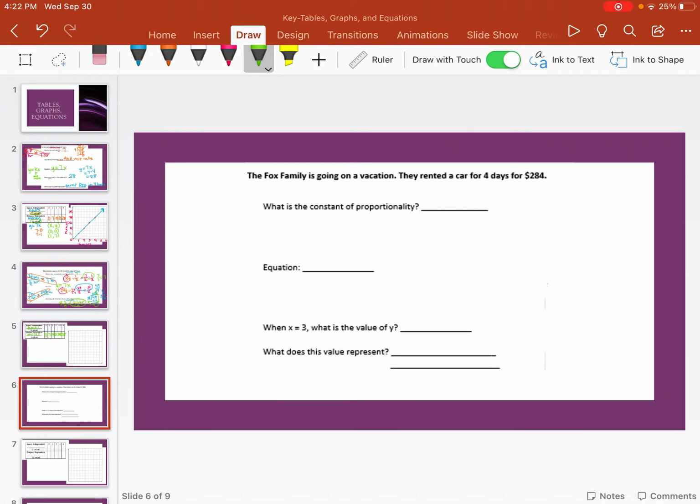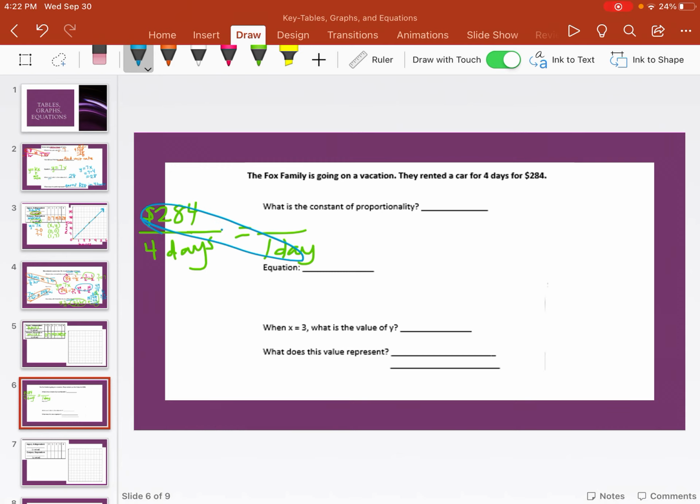Okay, the Fox family is going on a vacation. They rented a car for 4 days for $284. So let's set up our proportion. We have $284 for 4 days. I want to know what it is for 1 day.